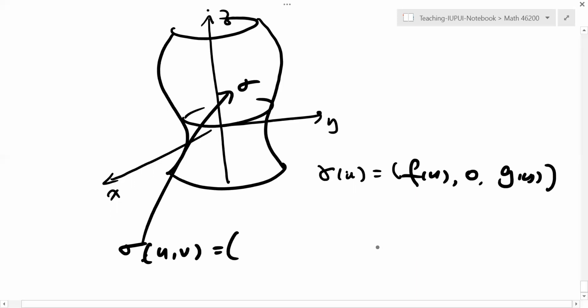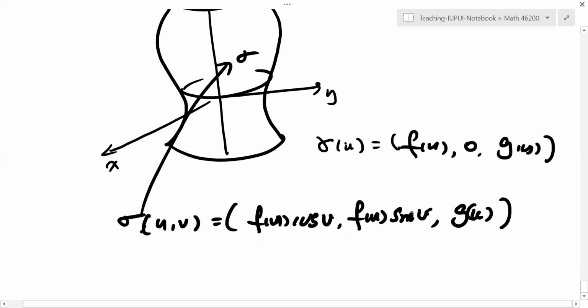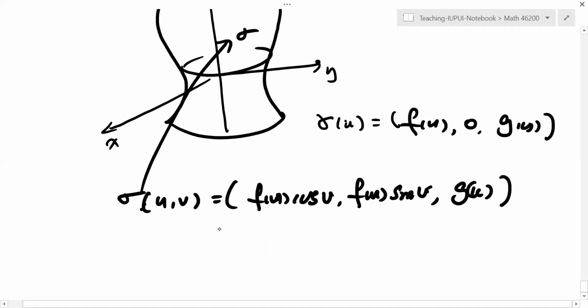You have to describe a cosine. So F of U cosine V, F of U sine V, and G of U. And then you rotate. So when you fix U, you get the same level, a circle around the axis. U is between A and B, and V has no restriction, between 0 and 2 pi.